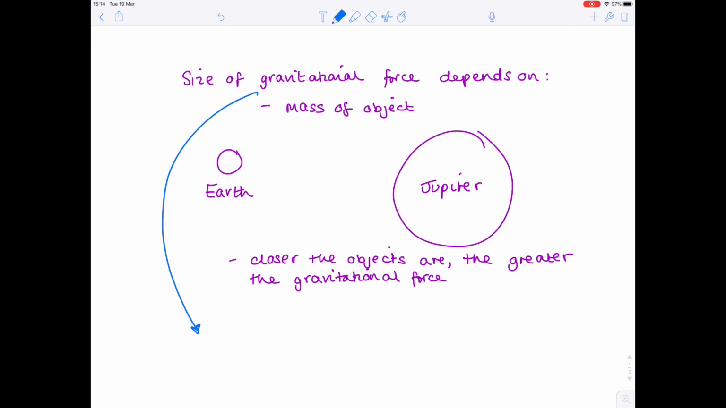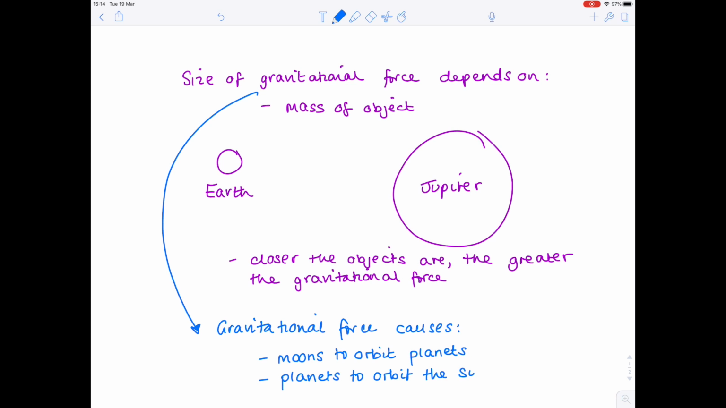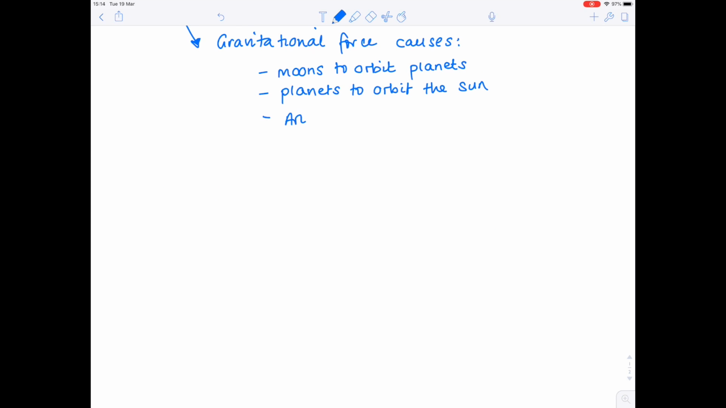So we've already touched on it, but what is that gravitational force responsible for? So it causes moons to orbit planets, planets to orbit the sun, artificial satellites to orbit the Earth, and lastly, comets to orbit the sun.